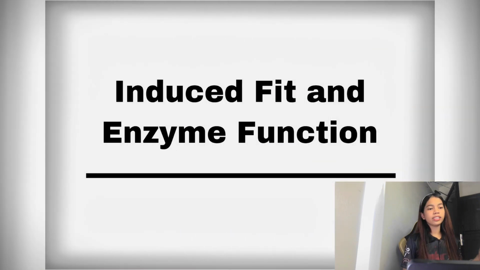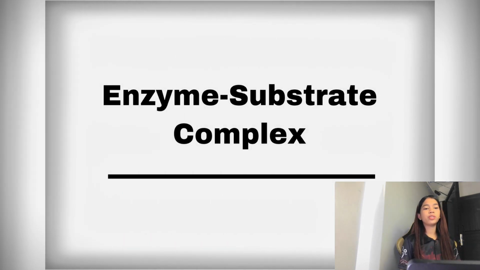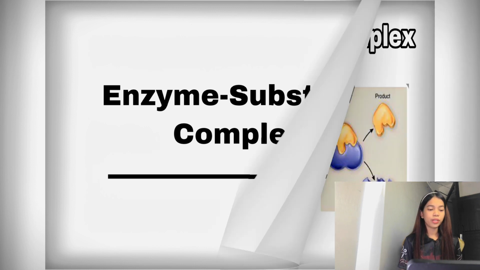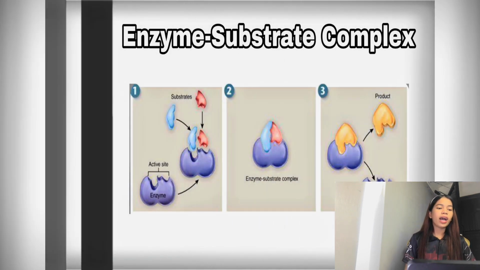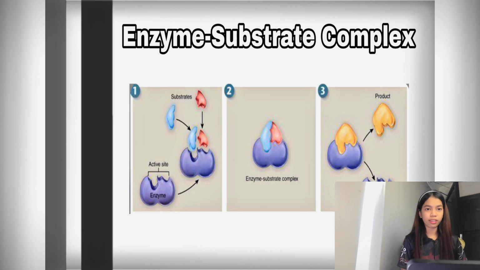So that is induced fit and enzyme function. Now let us move to enzyme-substrate complex. So the chemical reactants to which an enzyme binds are the enzyme substrates. There may be one or more substrates depending on the particular chemical reaction. So in some reaction, a single reactant substrate is broken down into multiple products.